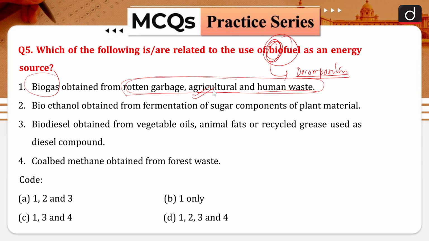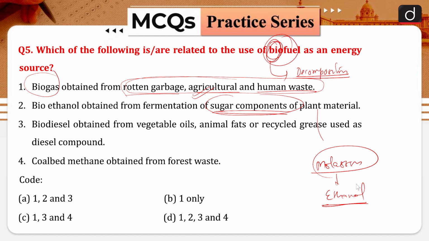Now, bioethanol obtained from the fermentation of the sugar component of plant material. Basically, the sugar component of plant material: you must have heard about the byproduct of the sugar industry, that is molasses. From the molasses, we go for ethanol generation. For ethanol blending, etc., we generate ethanol from molasses as well. So that statement is right.